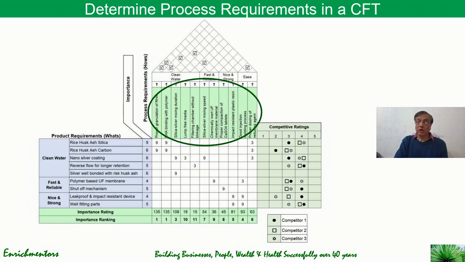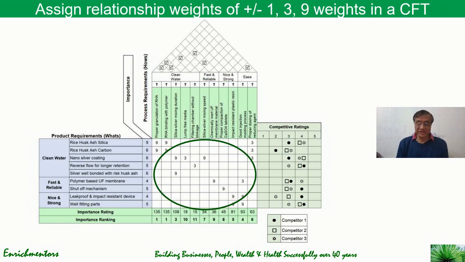Having done that, we now determine the relationship weights of 1, 3, 9, minus 1, minus 3, minus 9, minus being negatively correlated and plus being positively correlated. The way to assign would be to look at each of these process requirements and ask how many of the product requirements are common, and how many of the product requirements require that process. The more they are, the larger your ratings can be in terms of 1, 3, and 9.